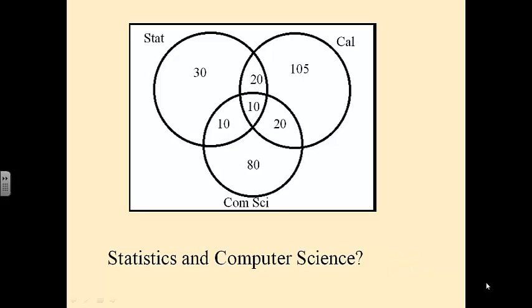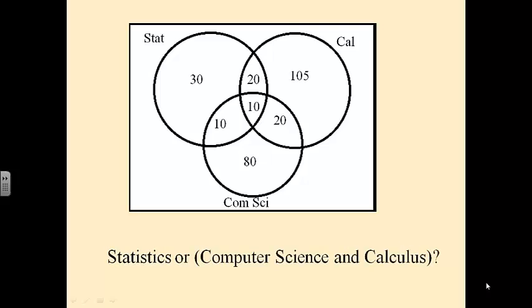Statistics and computer science. Well, in this case, they have to be taking both statistics and computer science. That would simply be the 20. It would be the two 10s, because those two are in the 10. They're both in the computer science and statistics region.